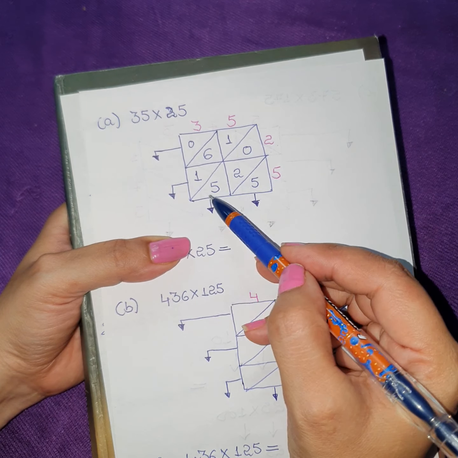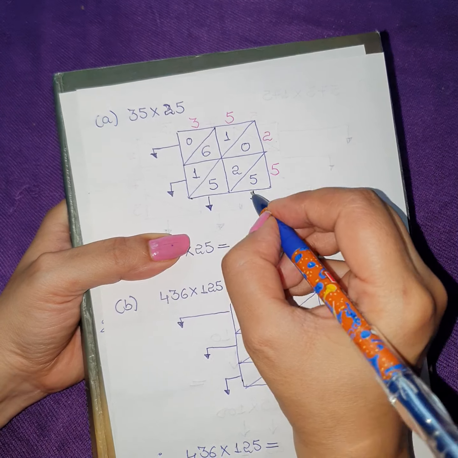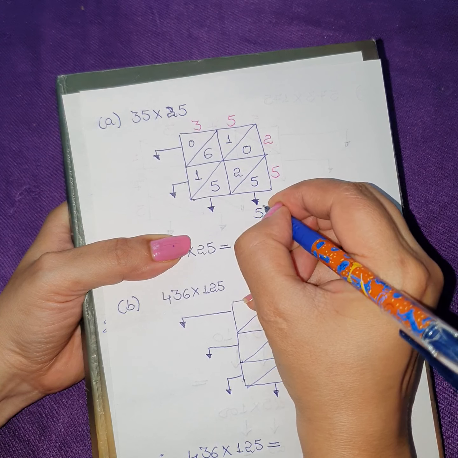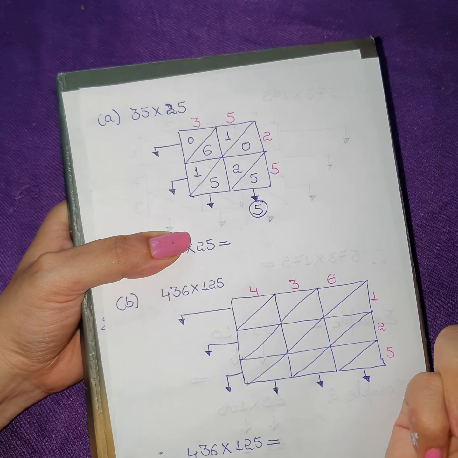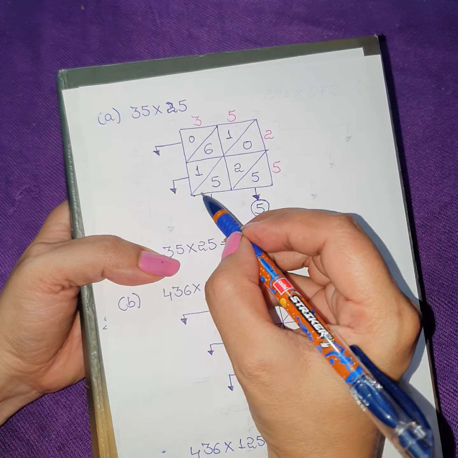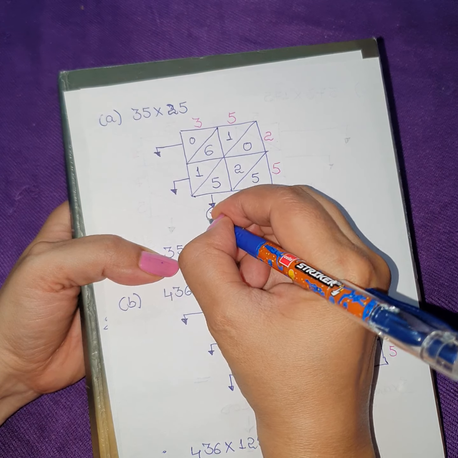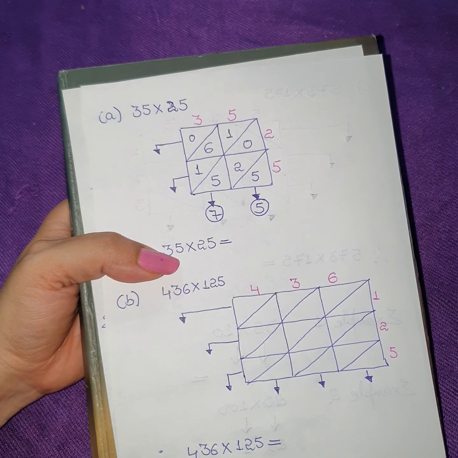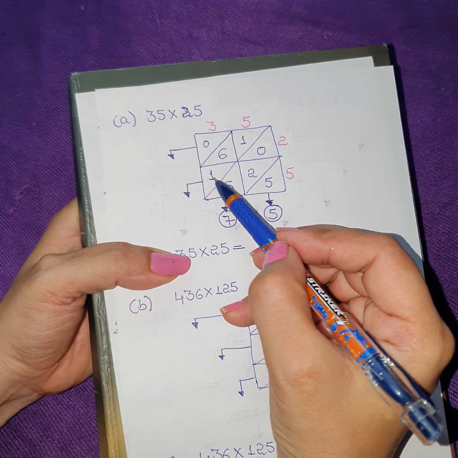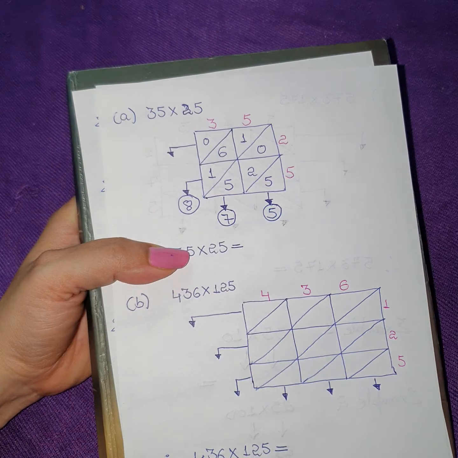Now one by one we will do the totaling of each slanting part. See, here the first part is only the number 5. So just write this digit 5 and make a circle on it. Now do the totaling of the next slanting part: 5 plus 2 is 7, plus 0 is 7. So write down 7, a single digit, and circle it. Then here 6 plus 1 is 7, plus 1 is 8. So write down 8 here and draw a circle on it.